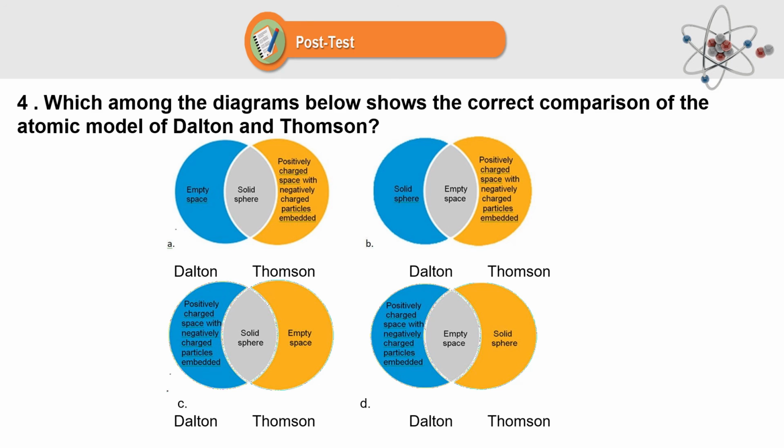Number 4. Which among the diagrams below shows the correct comparison of the atomic model of Dalton and Thomson? Letter A, letter B, letter C, and letter D.